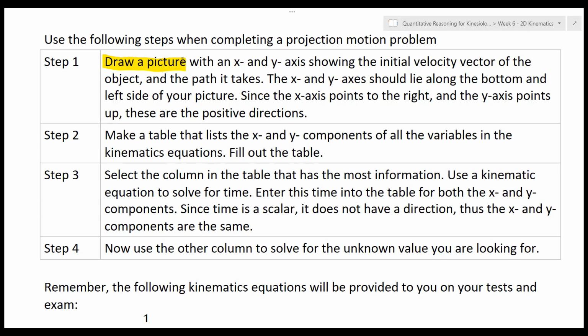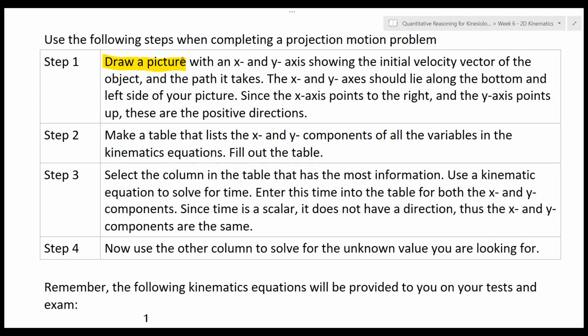The x and the y axes should lie along the bottom and left side of your picture. And the x-axis will point to the right, the y-axis will point up, and that indicates that those are the positive directions. Okay, so right will be positive, up will be positive.